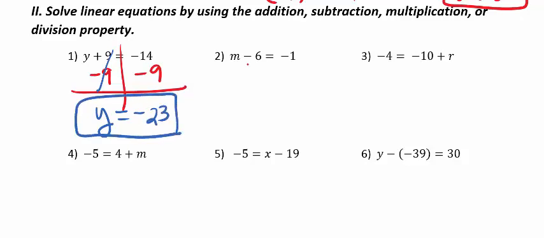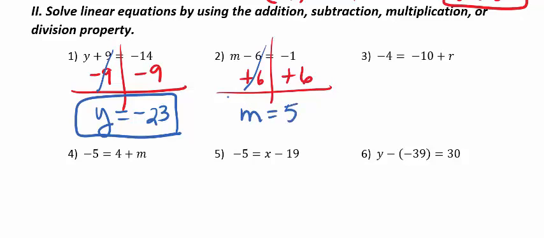In number 2, we're trying to get m alone, so the opposite of subtracting 6 is adding 6. And I'm going to add 6 to both sides of the equation. Again, whatever you do to one side, you have to do to the other. The minus 6 plus 6 goes away, and we get m alone. And then -1 plus 6 is going to be 5.